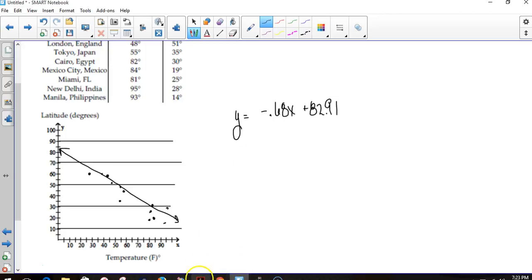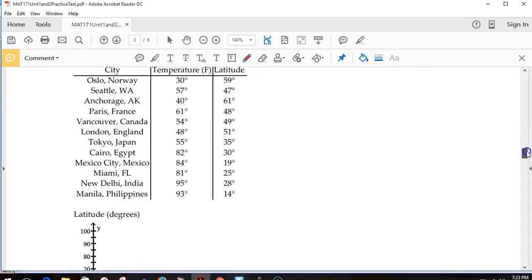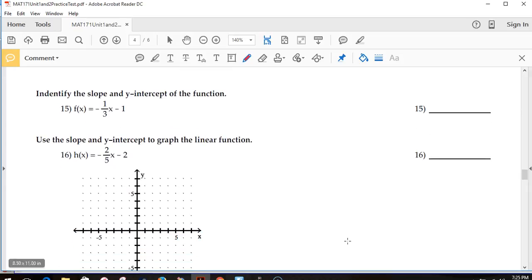For 15 to, I believe, 19, we're going to go back to the PDF. For number 15, we just want to identify the slope and the y-intercept. That is all. And so my slope is right here at a negative 1/3. That does not want to highlight. And my y-intercept is the -1.